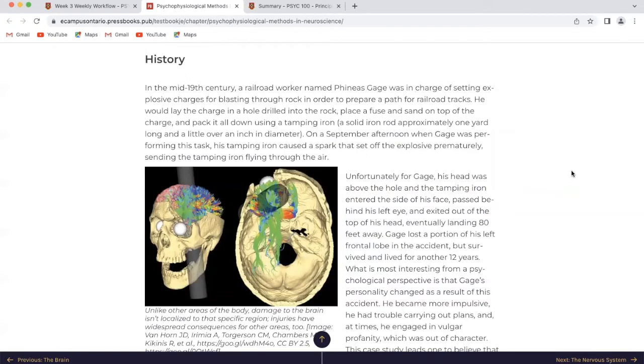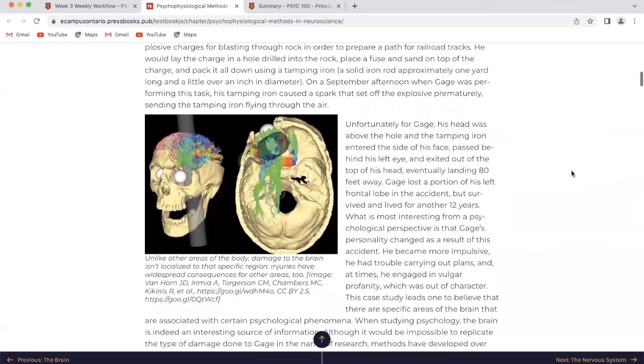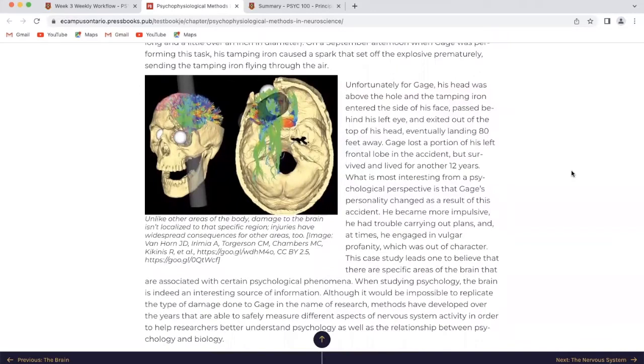On a September afternoon when Gage was performing this task, his tamping iron caused a spark that set off the explosive prematurely, sending the tamping iron flying through the air. Unfortunately for Gage, his head was above the hole, and the tamping iron entered the side of his face, passed behind his left eye, and exited out of the top of his head, eventually landing 80 feet away. Gage lost a portion of his left frontal lobe in the accident, but survived and lived for another 12 years.